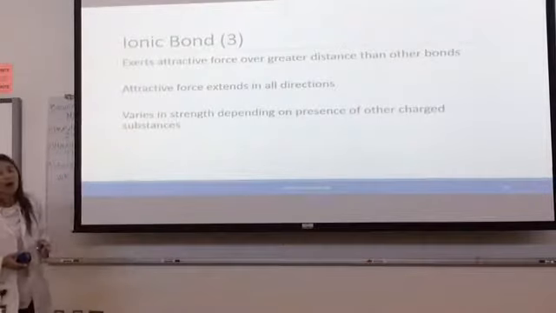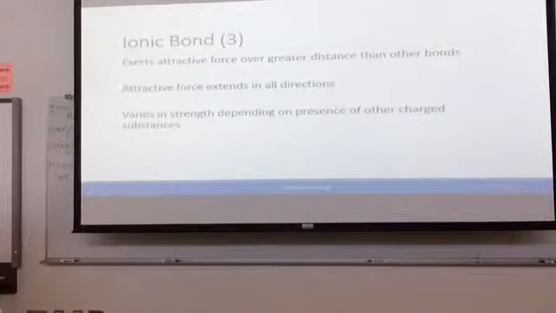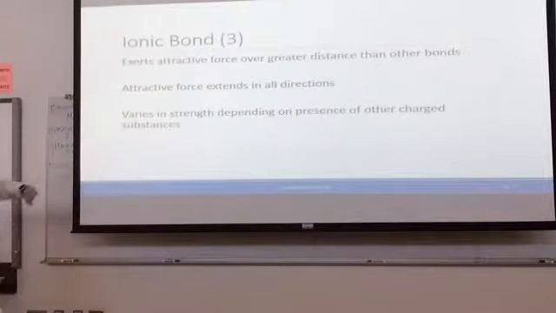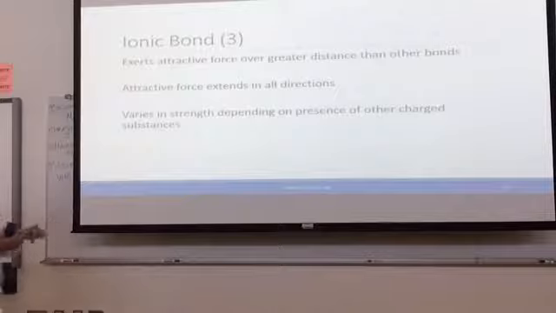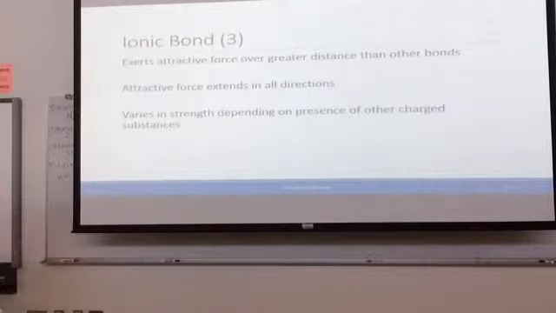So here's a summary on ionic bonds. There's an attractive force between these. This force extends in all other directions, and it varies in strength. So you're not really sure if it's a weak ionic bond or a strong ionic bond. It just varies depending on what atoms or ions we're using there. So, ionic bonds. Questions?